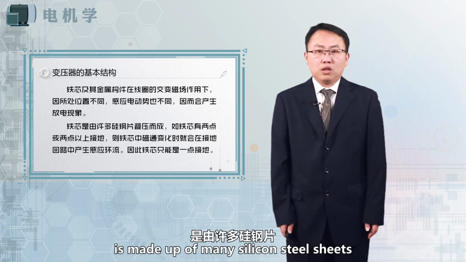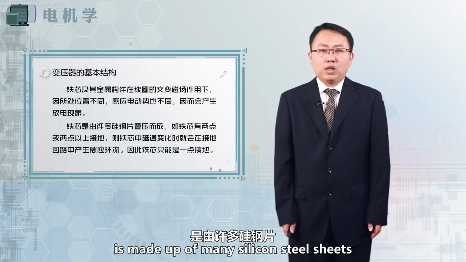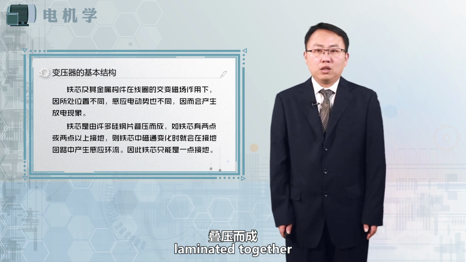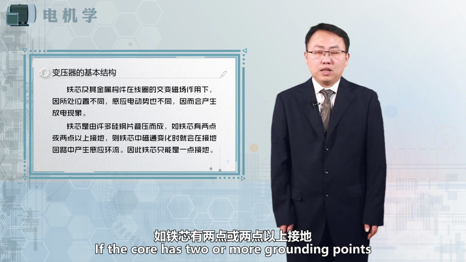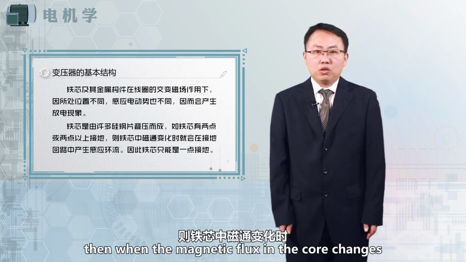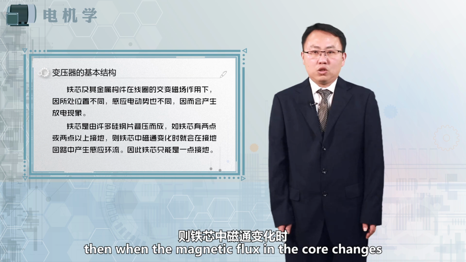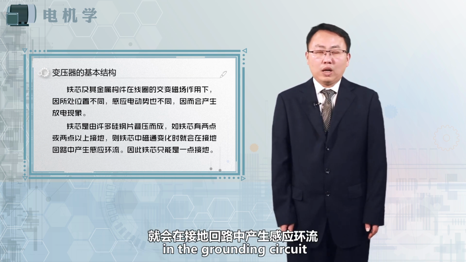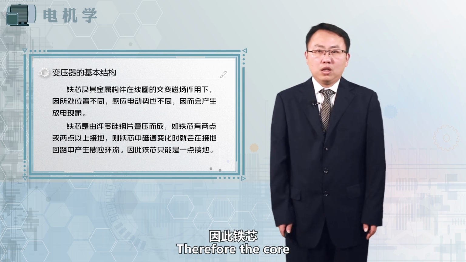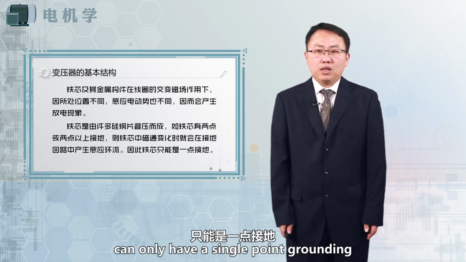The core is made up of many silicon steel sheets, laminated together. If the core has two or more grounding points, then when the magnetic flux in the core changes, it will generate an induced circulating current in the grounding circuit. Therefore, the core can only have a single point grounding.